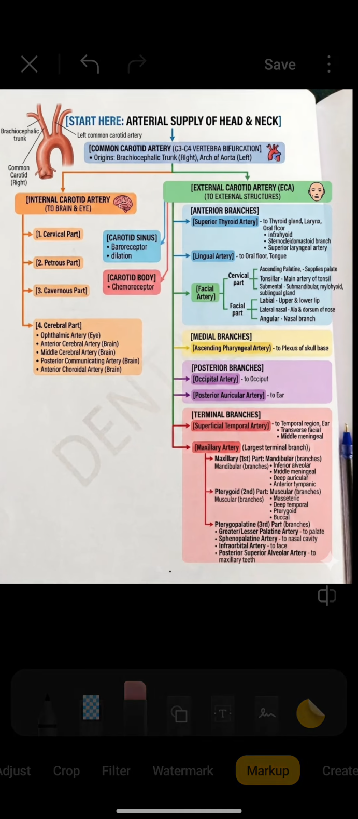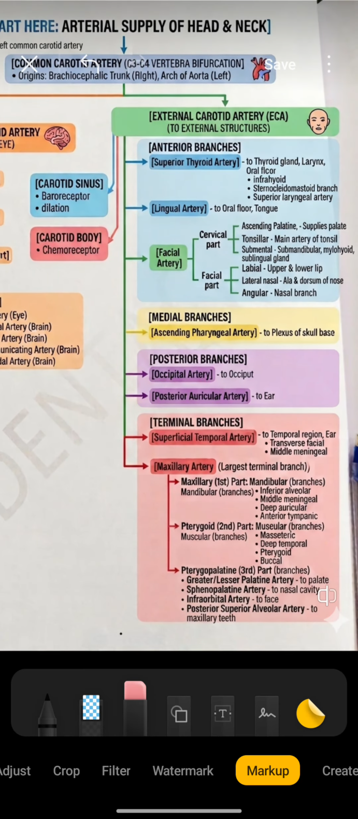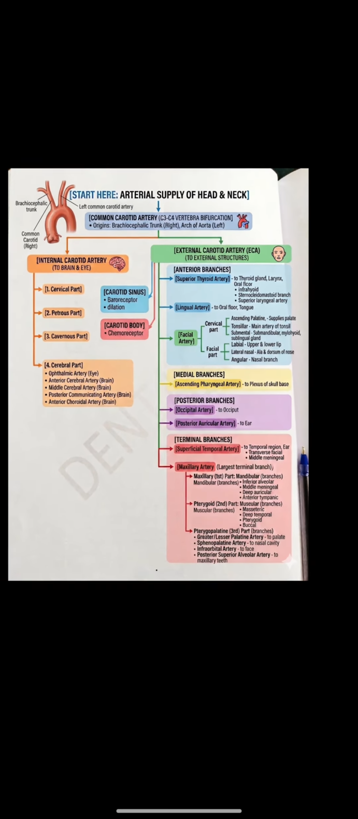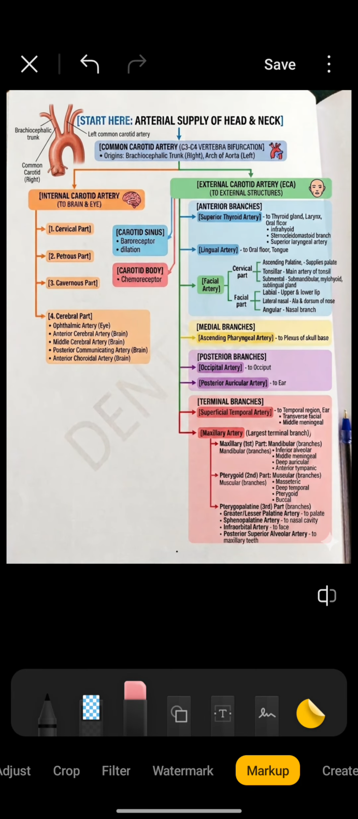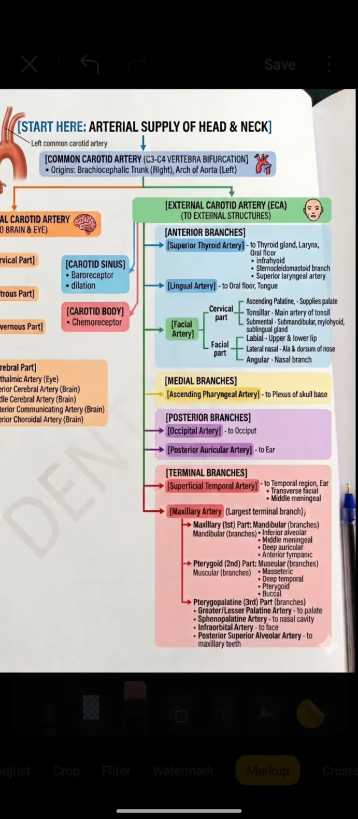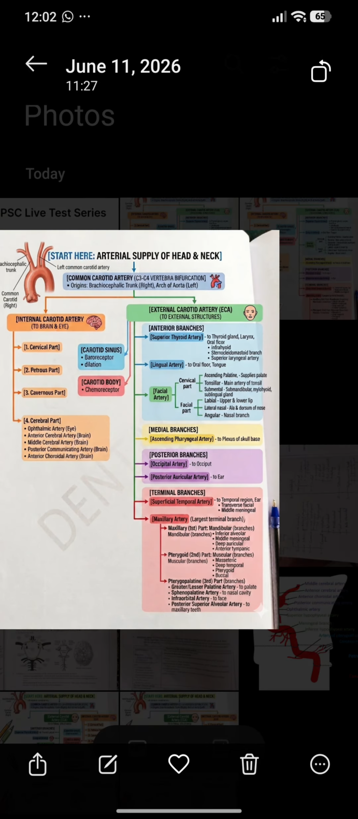So I think we will talk about the maxillary artery and its branches in detail in the next video. I think this is enough for the day.